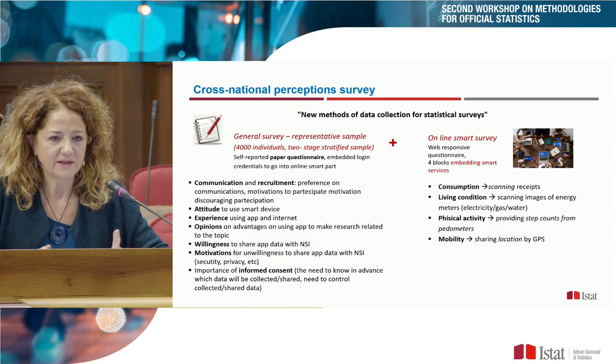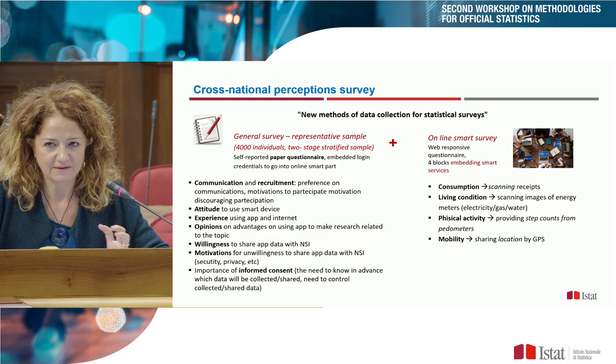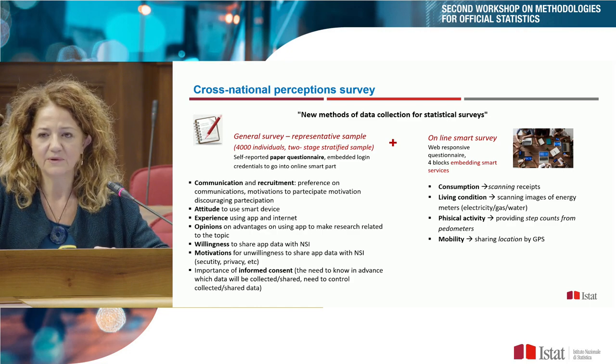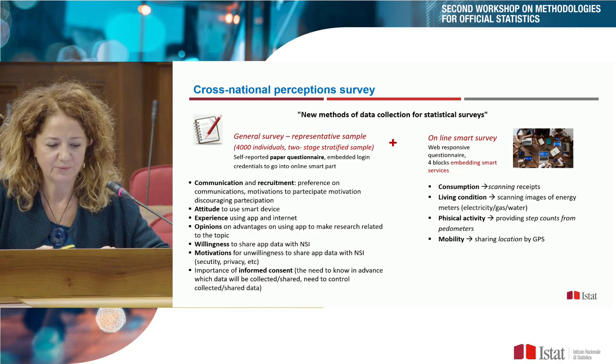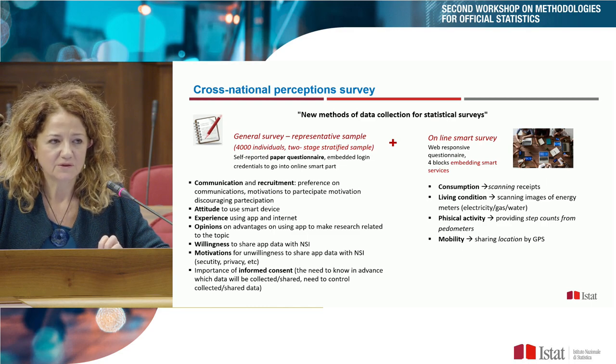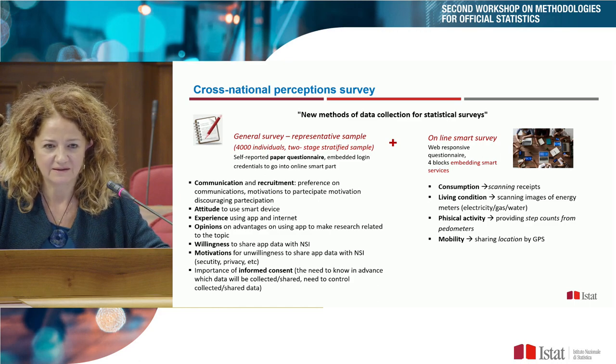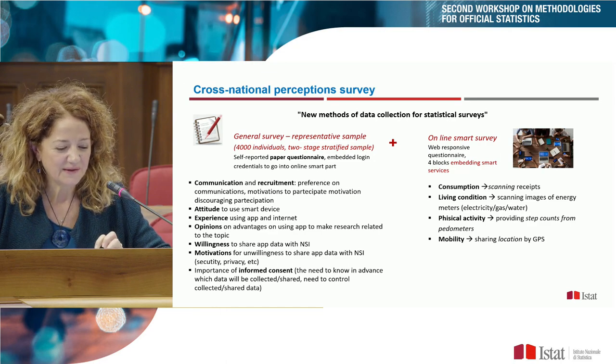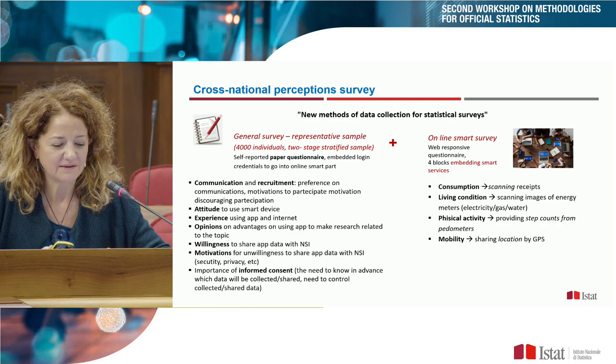And this survey is conceived as a double survey, a general survey based on a sample selected from the general population with a self-reported paper questionnaire. Paper because we want to investigate all the population, also the population that will never participate in a smart survey, in order to understand who they are. So the questions in this paper questionnaire regard the attitude to use smart services, the experience using apps, opinions on advantages and willingness to share smart data and so on.